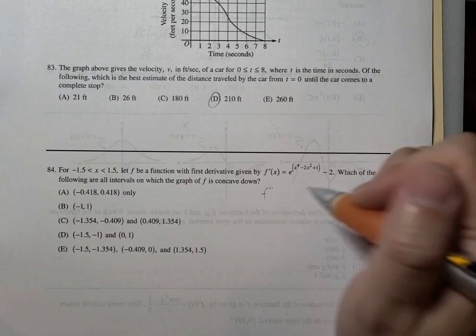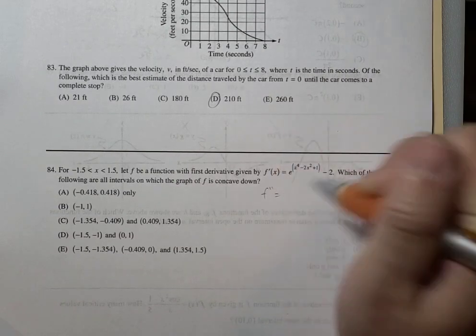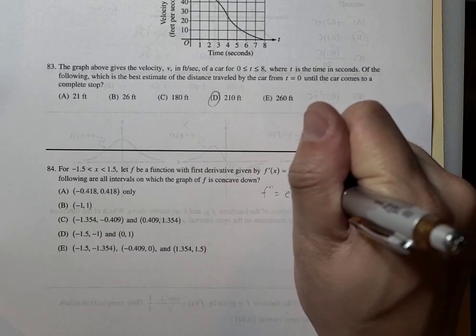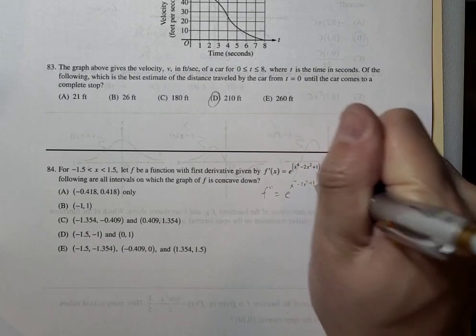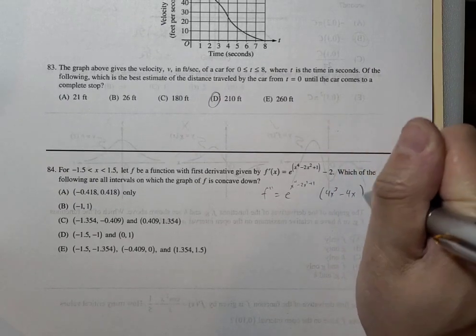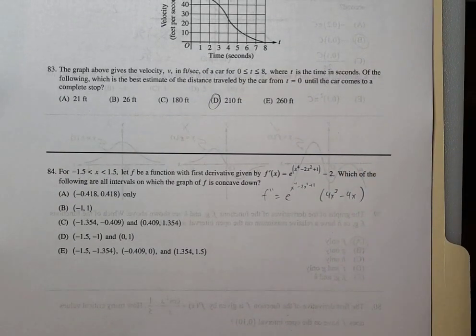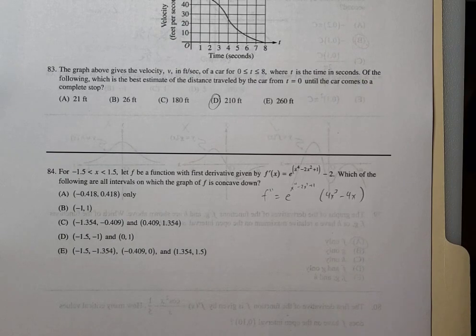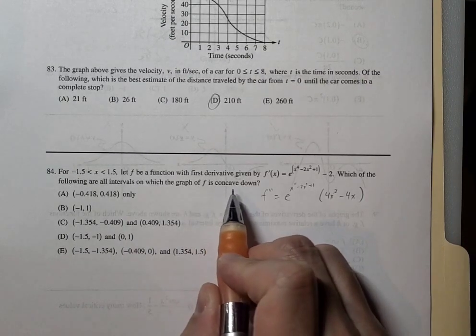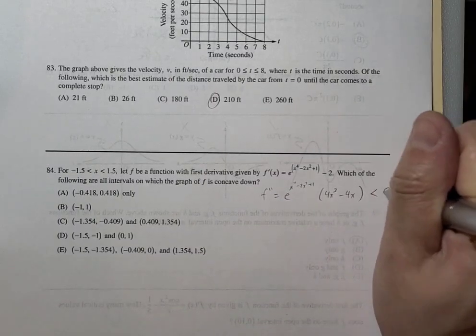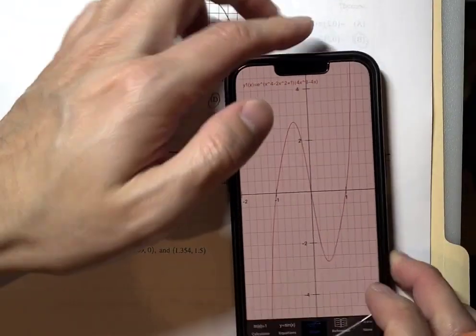I don't think my calculator on my phone has that option, so let me just differentiate this. Not that hard. e to the x to the fourth minus 2x squared plus 1, times 4x cubed minus 4x. That should be f double prime. So let me graph this one. We want when f is concave down, which means we want f double prime to be less than 0. So when does that happen?